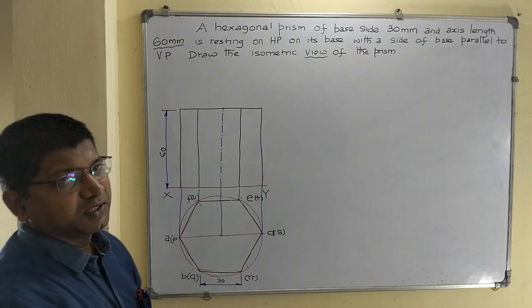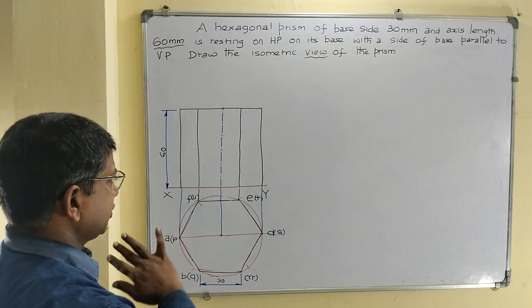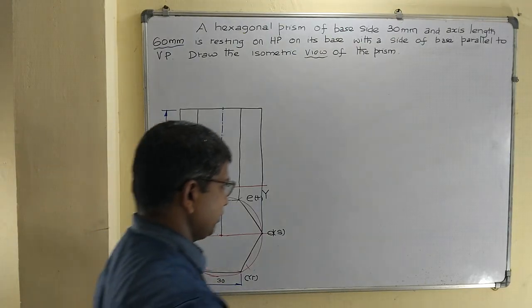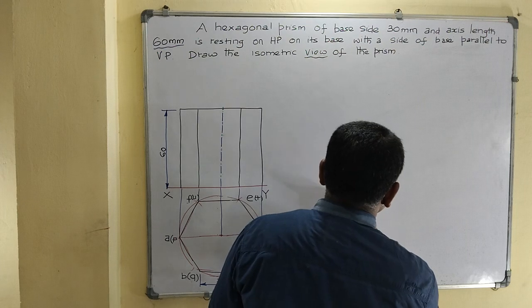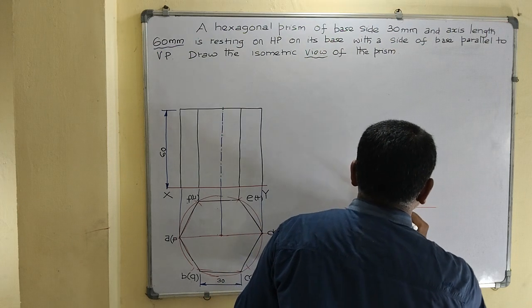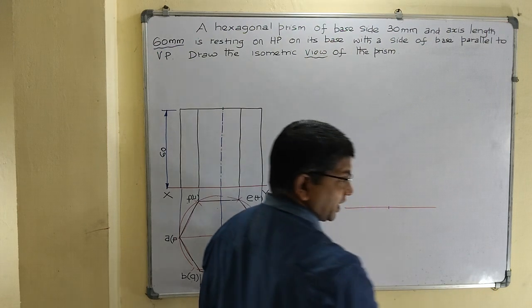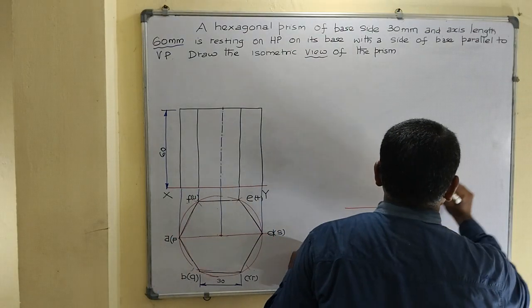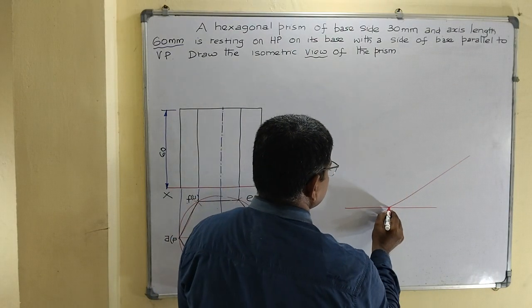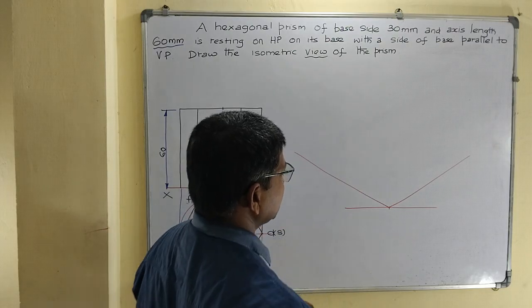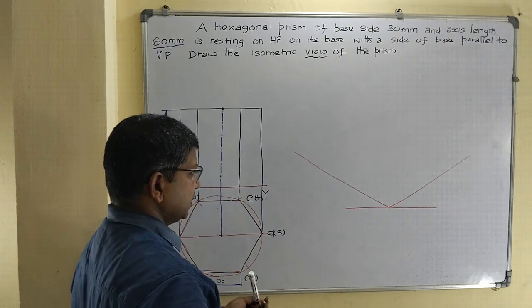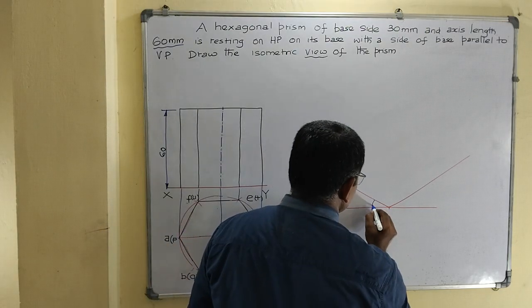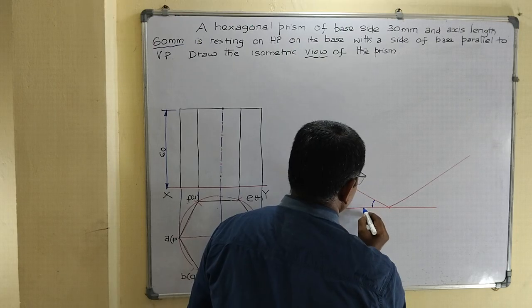Now, how to draw the isometric view? The front and top views are completed, so now go to the isometric view. First draw the two isometric axes, inclined on both sides using a protractor. Take 30 degrees from both sides. The inclination of the isometric axes from the horizontal base is 30 degrees.